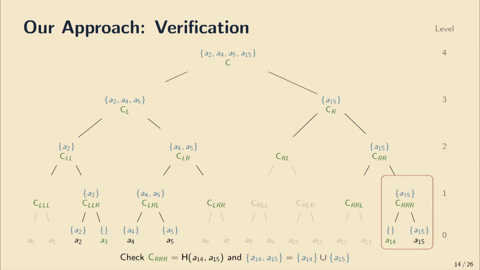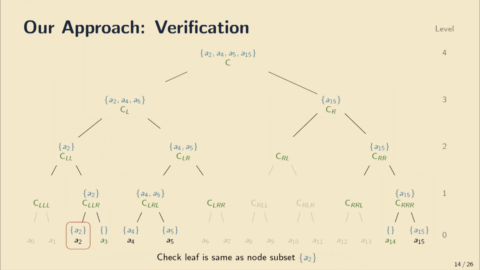Eventually we reach the leaves, where what we need to do is check whether the node subset is equal to the element of the tree. This is for node subsets that are not empty. So this is how our new verification works.